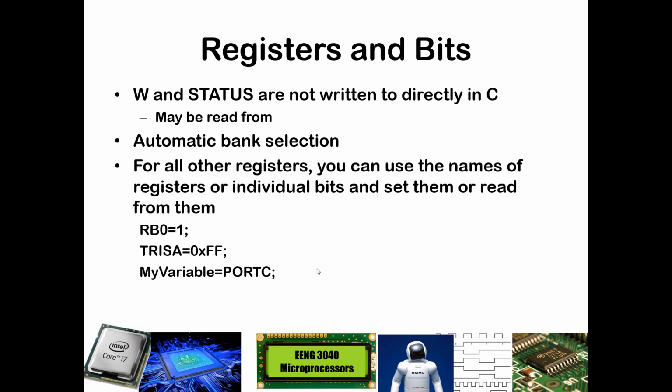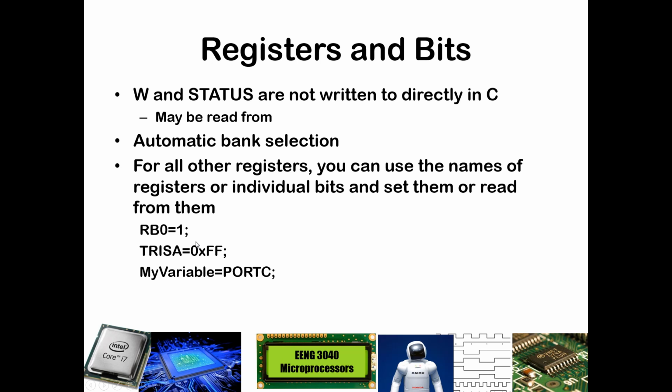Registers and bits. In C, you now have access to all of the registers that we've been talking about before. But one thing that's going to be very different is you're not going to have to use W and status nearly as often. So you can still read from W and from status, but you're not going to need to write to them. Before, when we wanted to put anything into a particular register, we had to put a literal value into W and then move that into the register itself. Now you can just say this register equals this value. It happens directly with one assignment.